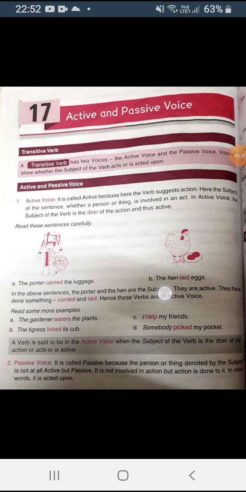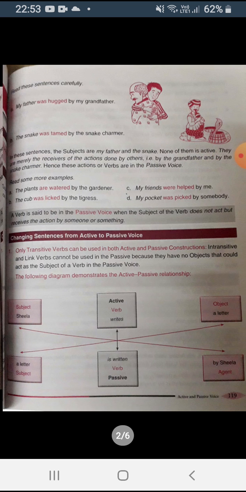Passive voice. Passive voice is called passive because the person or thing denoted by the subject is not at all active. The subject of the verb is not the doer of the action, it is the receiver of action. It is not involved in action, but action is done to it. So, in other words, it is acted upon. In that case, the sentence is said to be in the passive voice. I hope the difference between active and passive voice is clear to everyone: in active voice, the subject of the verb is the doer of the action, whereas in passive voice, the subject is not at all active, rather the action has been done upon the subject, or in other words, it is acted upon.